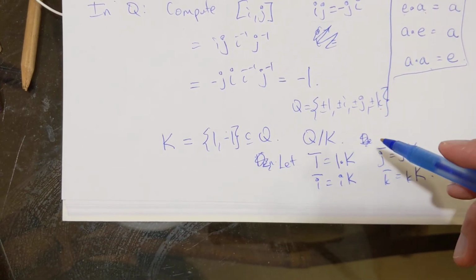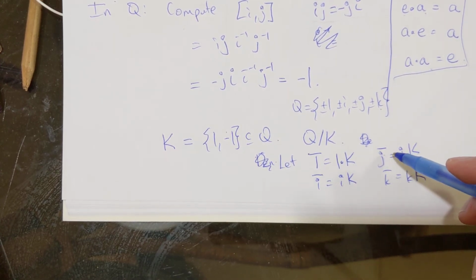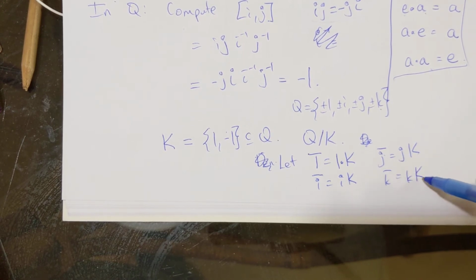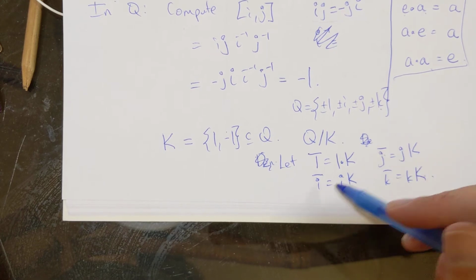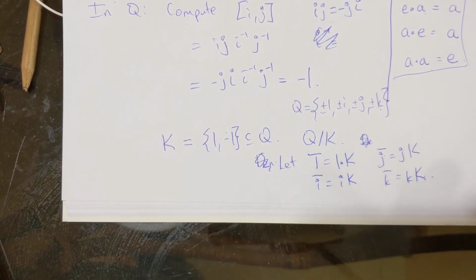And now when I compute ij and ji, ij is k and ji is negative k, but negative 1 is in the subgroup K, so negative k bar equals k bar, so ij is ji when I put bars over everything.